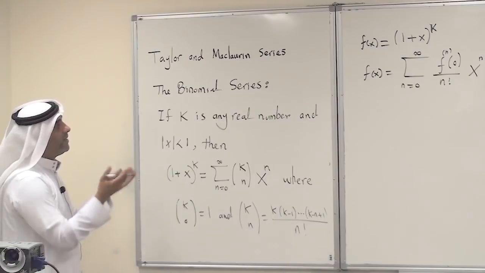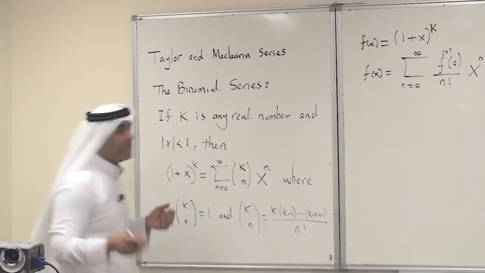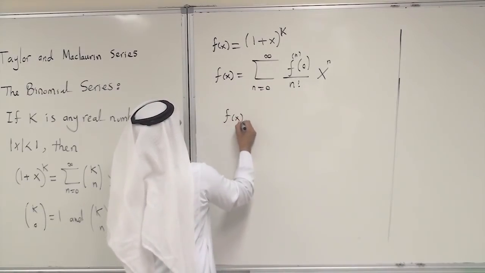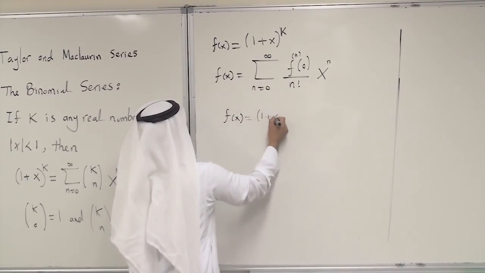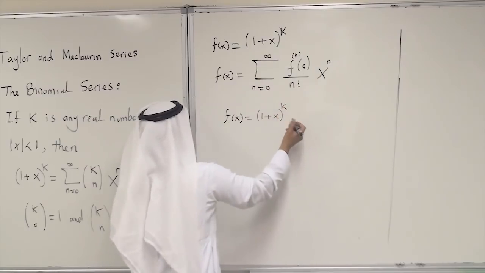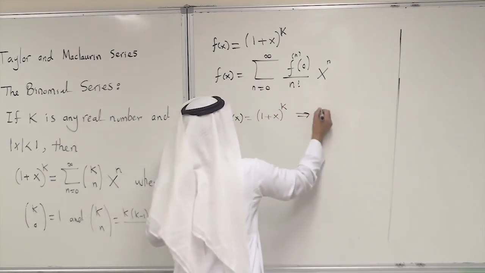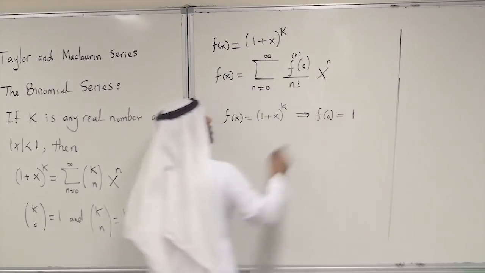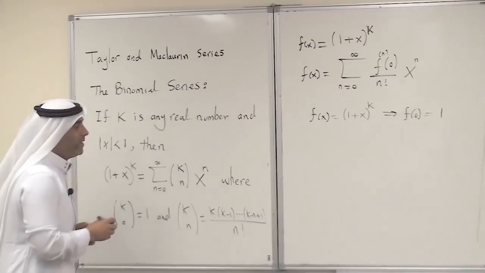So let us find this representation. Starting with the function f of x, you can see now this is 1 plus x to the power k, for k a real number. This implies f of 0 is equal to 1. The evaluation of the function at 0 is simply 1.